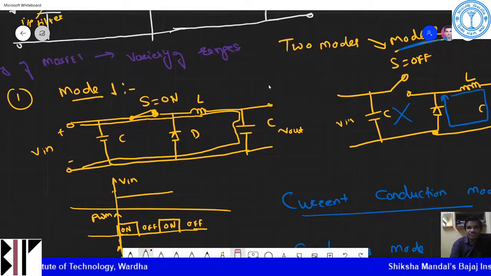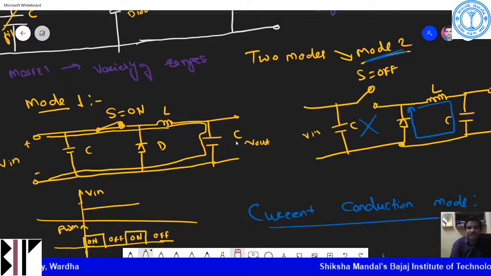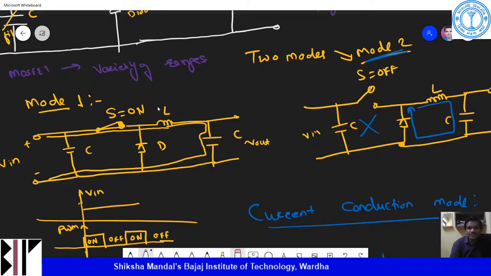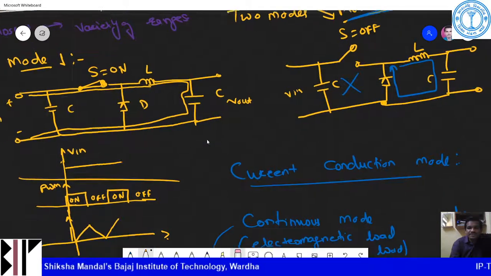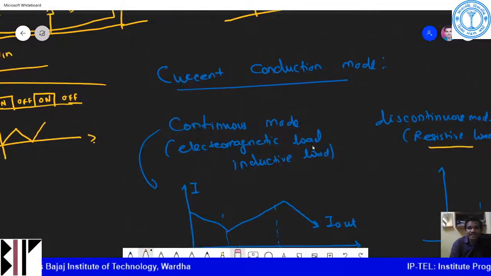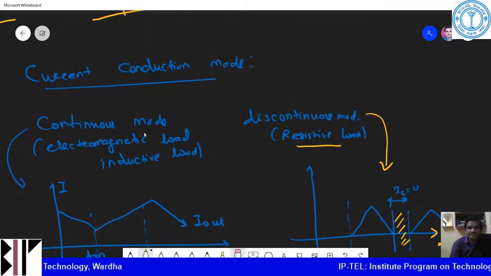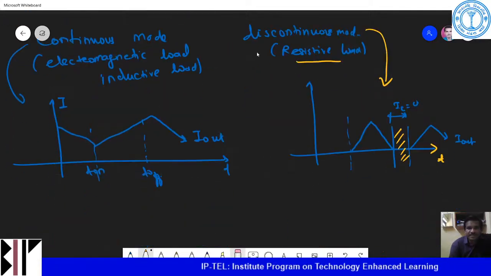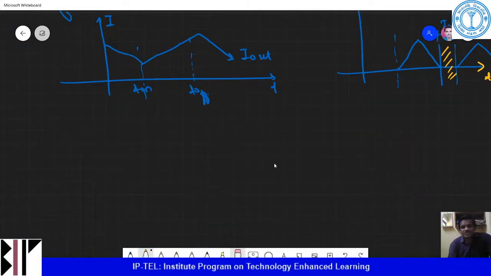Then there are two modes of operation. One is when the switch is on, and the other is when the switch is off. Then we talked about the current conduction in both of these modes, that is mode 1 and mode 2. We also talked about the current conduction modes. There are two conduction modes: continuous mode and discontinuous mode. We have just talked about this.